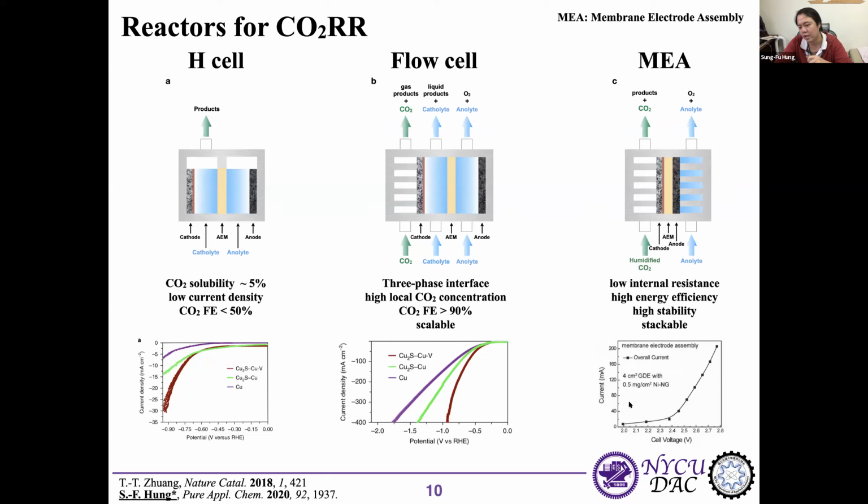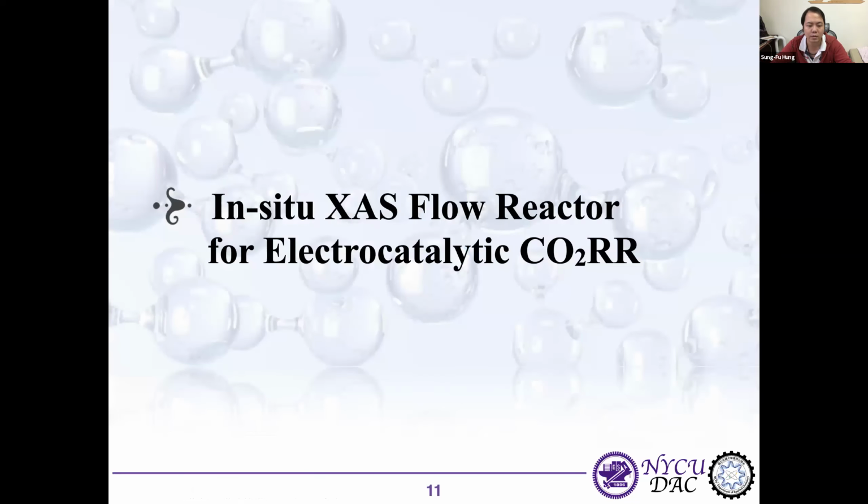Because we can see the total current, they can show higher than 100 milliamp per centimeter squared. And the Faradaic efficiency is relatively higher than the normal H-cell.